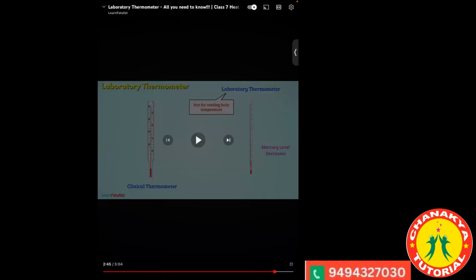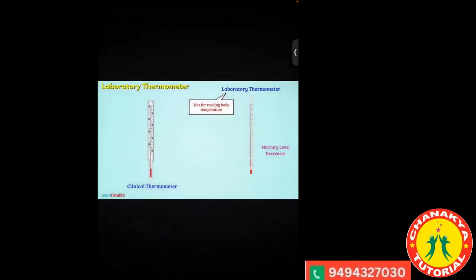Rather, you should use a clinical thermometer which has a bend, and because of the bend, it will take some time for the mercury to go back. Here we complete this topic.